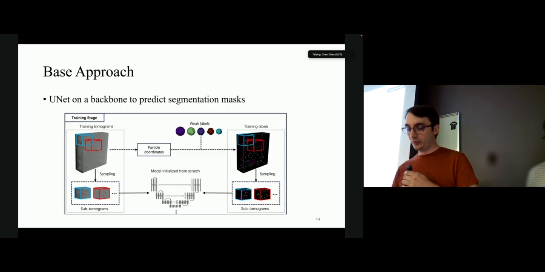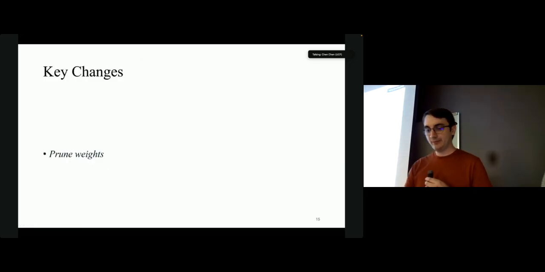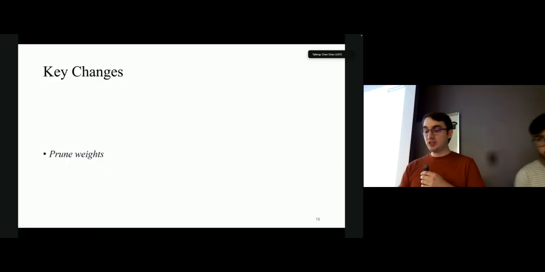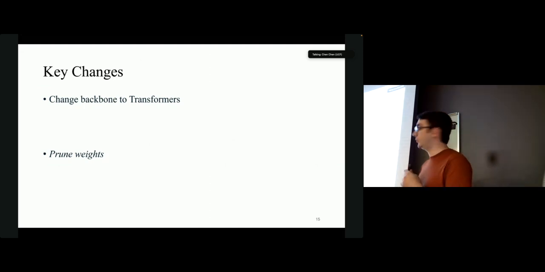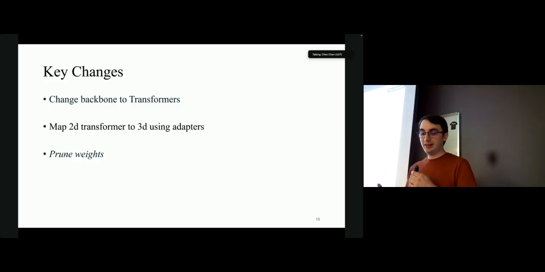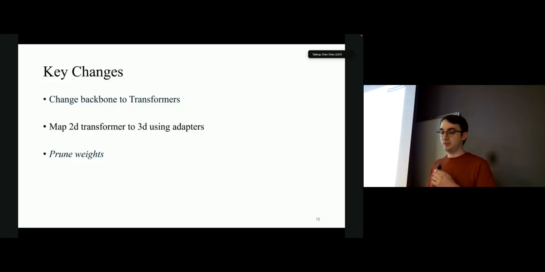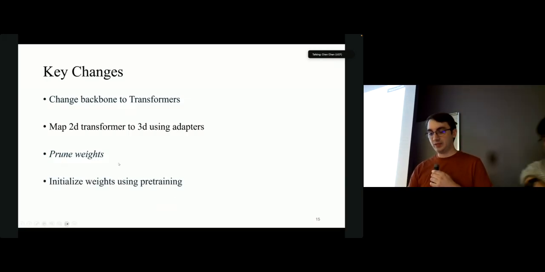Our core changes revolve around changing this UNet to a transformer, as well as exploring different pre-training approaches. The key change is switching the backbone to a transformer, because if we can do that, there's a lot of recent research on improving 2D performance using adapters to 3D. There are also easy weight pruning techniques that we can explore. And a lot of the foundation models use transformers, so if we can leverage those for the pre-training data, that could help our method be more generalizable.